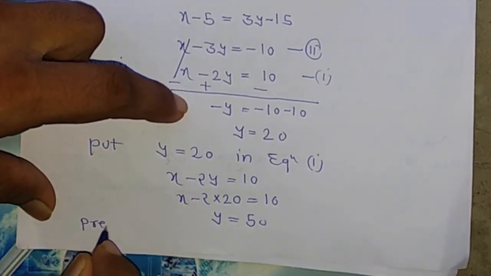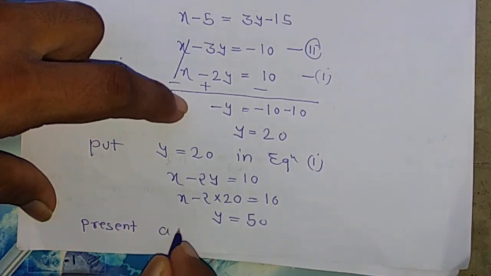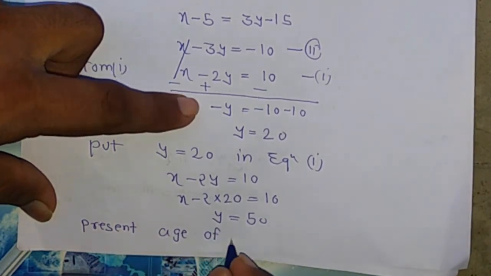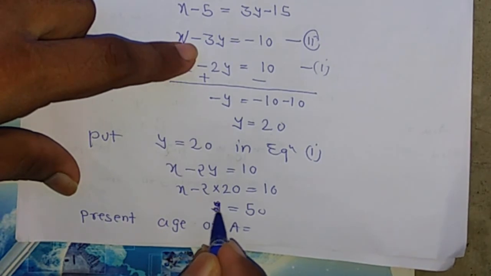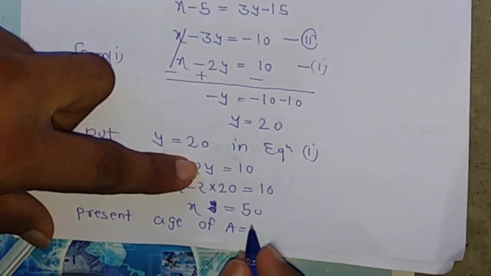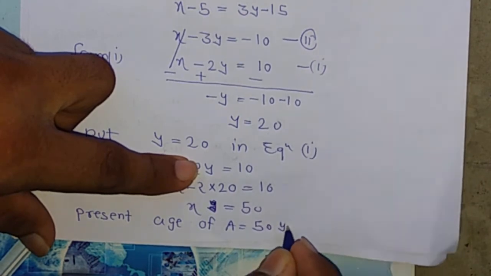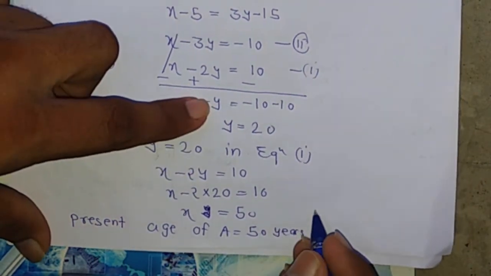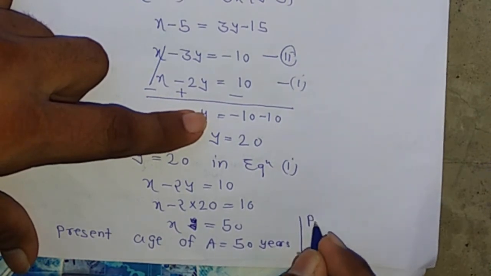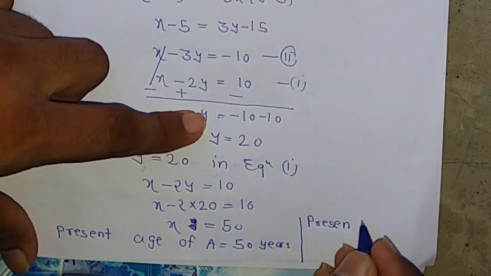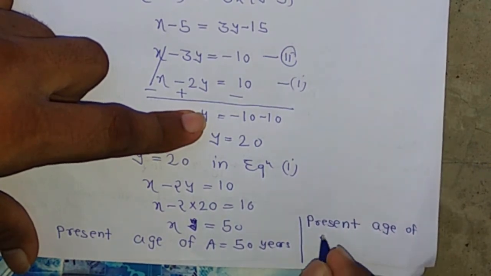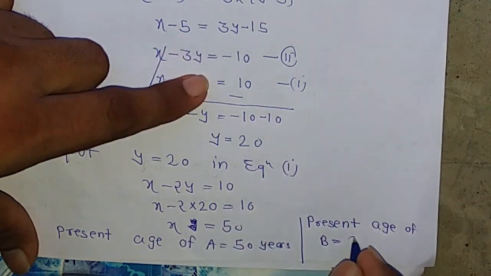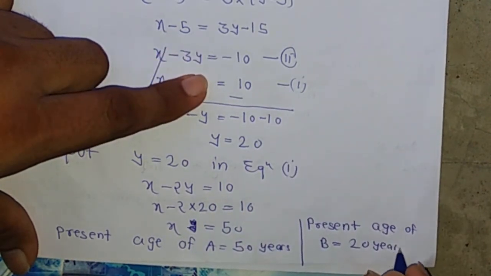Means present age of A is 50 years and that of B, present age of B is 20 years, and it is the answer.